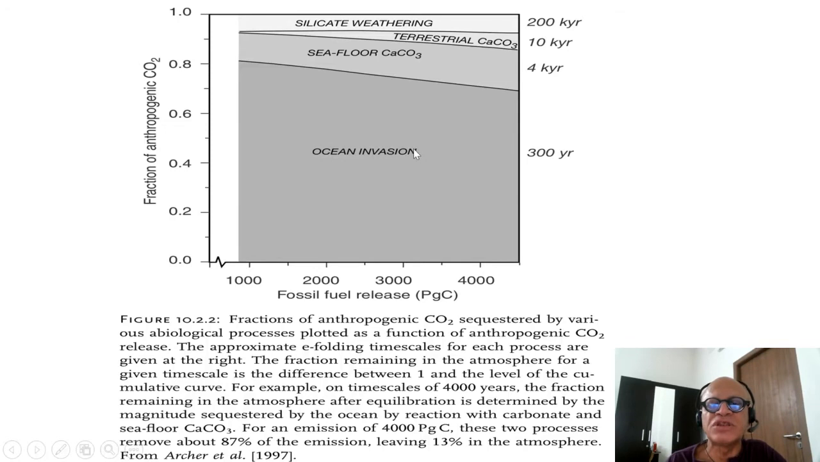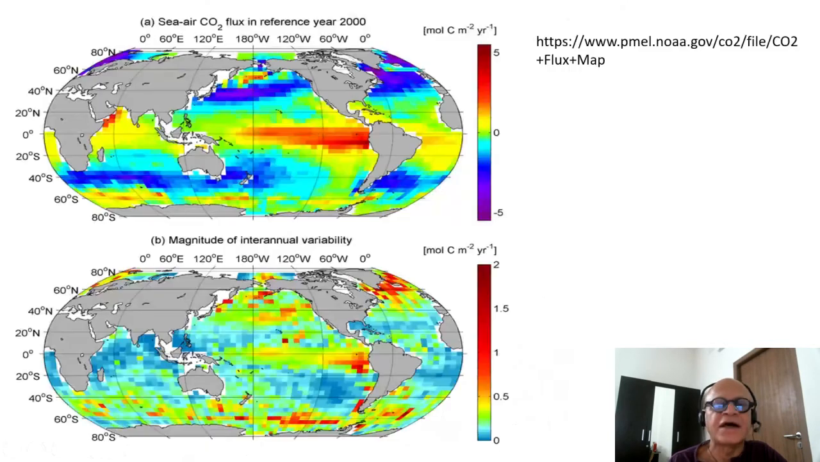And then there is the ocean invasion, which is a much faster time scale of 300 years. So if you look at something like an emission of 400 petagrams, then you can expect that you take out about 87% by these two processes here, in terms of seafloor calcium carbonate and ocean invasion, for example. That leaves about 13% in the atmosphere. So what are we worried about in the future? It's just about how much do we really know.